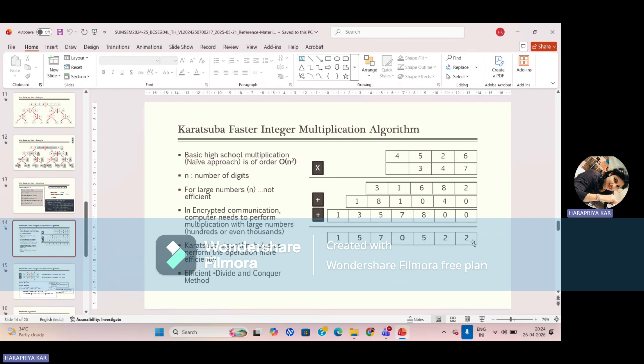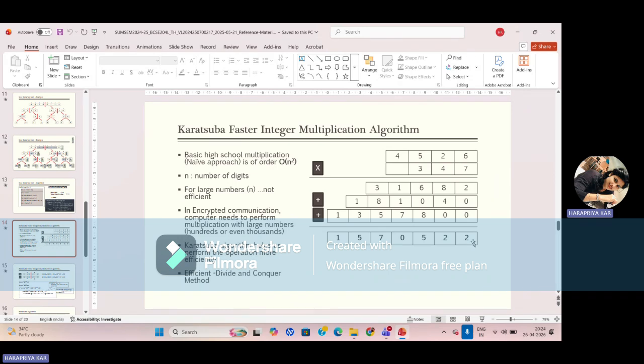So how does the Karatsuba algorithm help here? Here it performs the operation more efficiently. Whenever we work with normal integer multiplication with a small number, it is easy. But whenever we move to a larger number, more than hundreds or thousands, this Karatsuba algorithm helps us to perform the operation more efficiently.